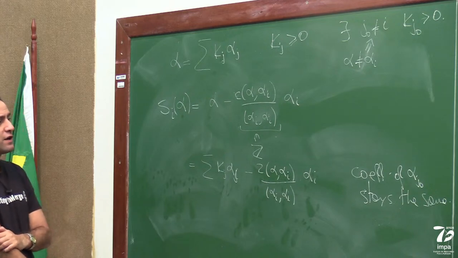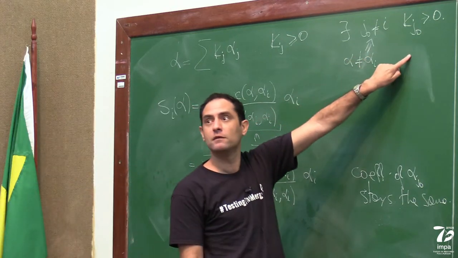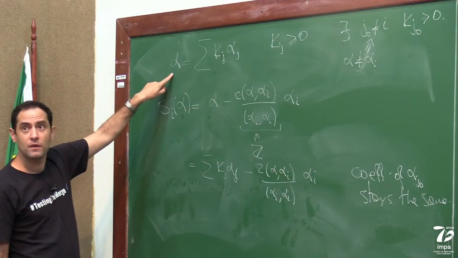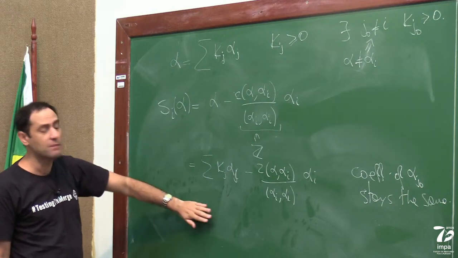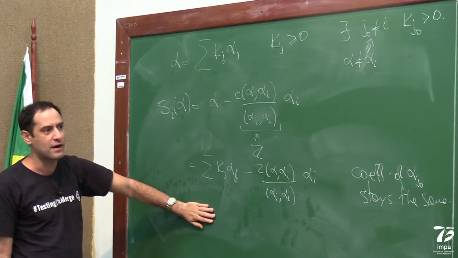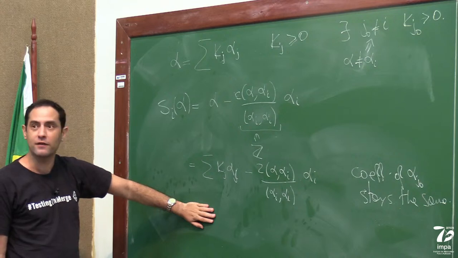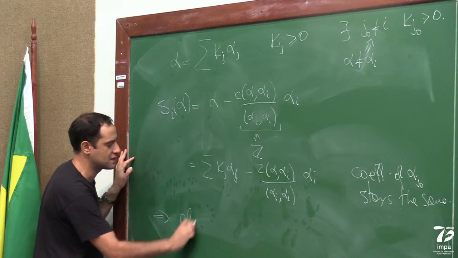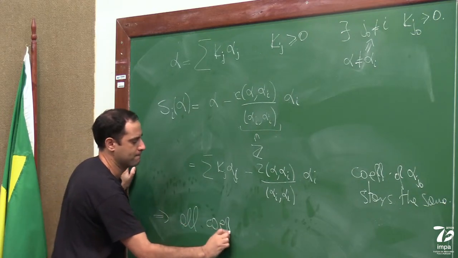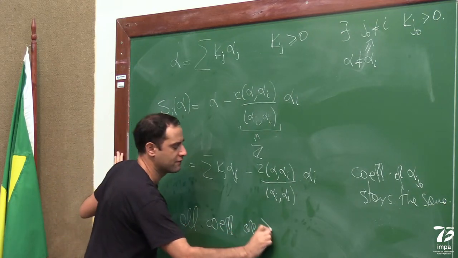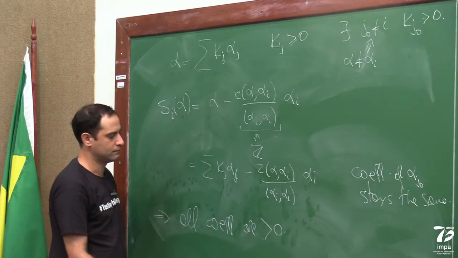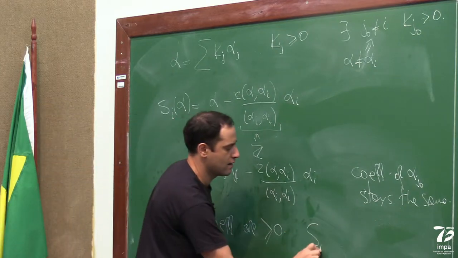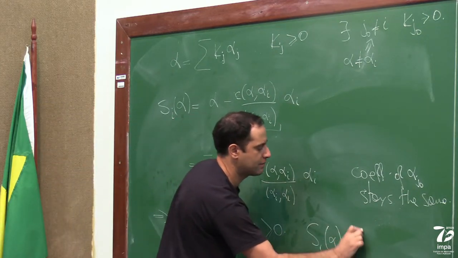So the coefficient of alpha j naught stays the same, in particular it's positive. But now you know that if you have a root and you express it as a linear combination of simple roots, then all the coefficients are either all positive or they're all negative. So that means that all coefficients are positive, well, not negative. So this means that s_i of alpha is in delta plus.